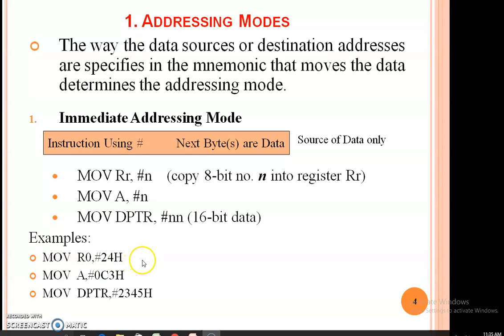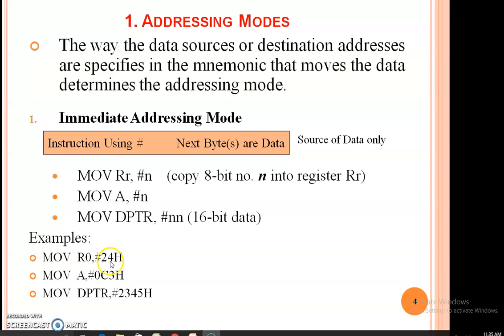Generally when we are using assembly language, we can use hexadecimal numbers to move data to the registers. If you specify H, it means it is a hexadecimal number. If you do not specify any letter, it is decimal data. If you want to specify binary data, the end of the data must be B. Here in this example I am moving 24H, a hexadecimal number, into R0.